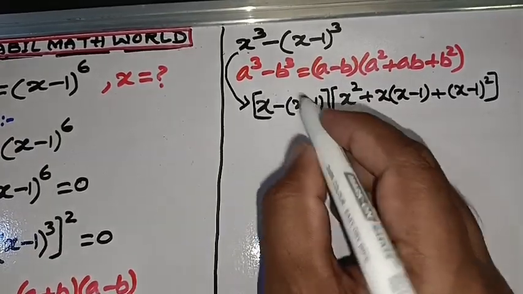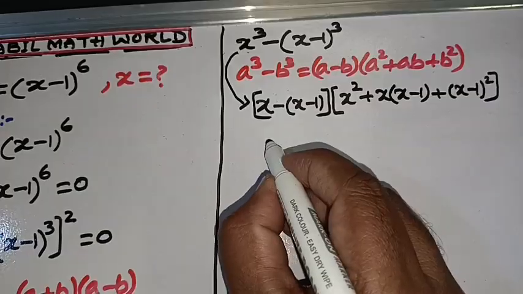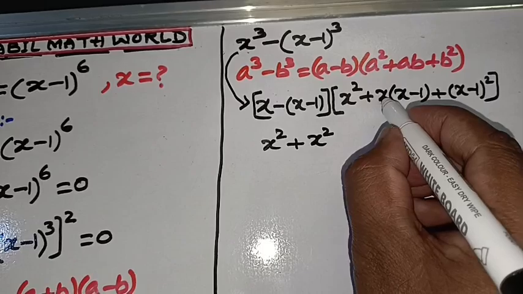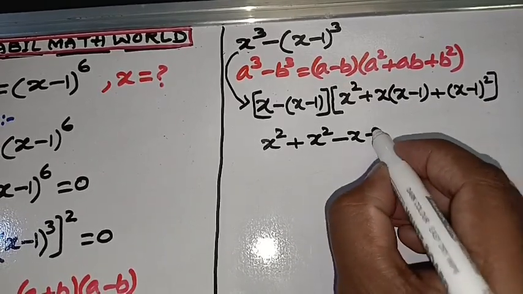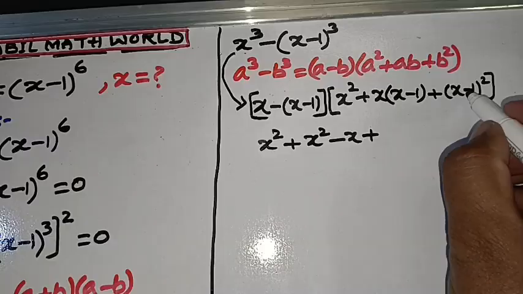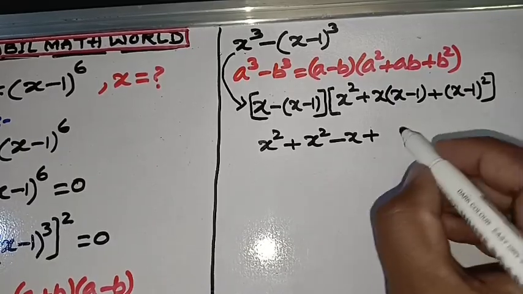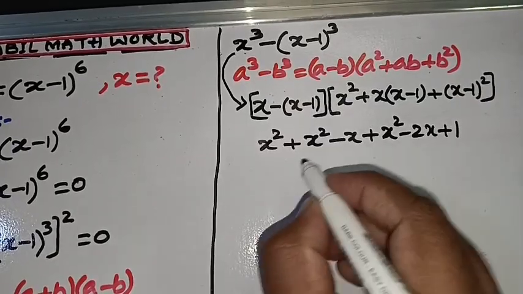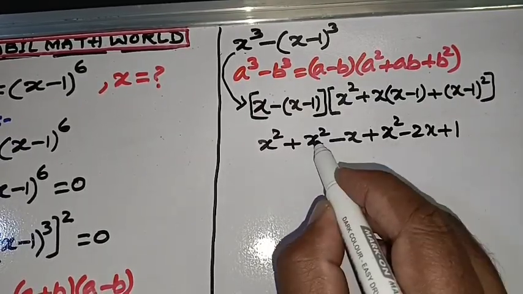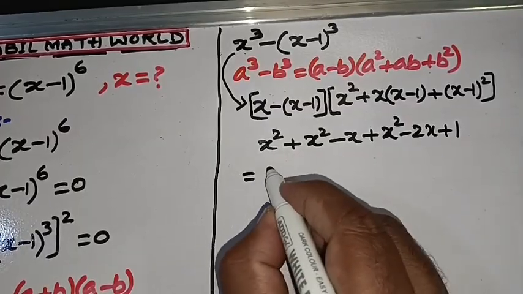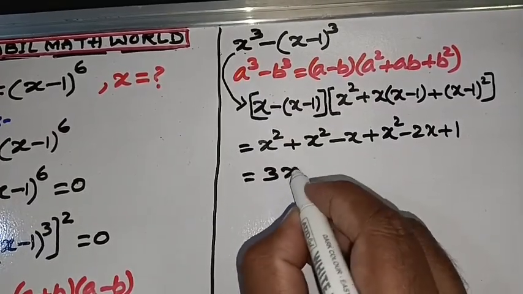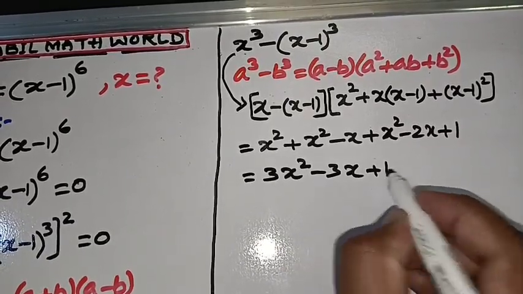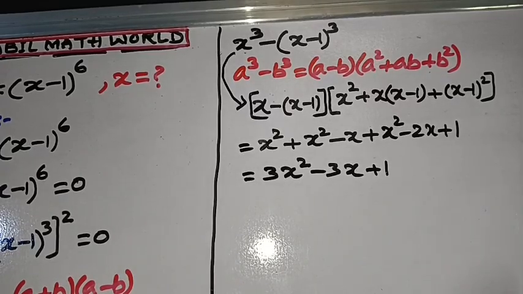So here we leave this first product and go to this second one, that is x square plus x into (x minus 1), that is x square minus x, and at the same time expanding (x minus 1) whole square using the identity (a minus b) whole square, which gives x square minus 2x plus 1. So in this one we have x square, 3 terms, so 3x square, and minus 2x minus x, minus 3x, plus 1. I added the like terms and I got this one.